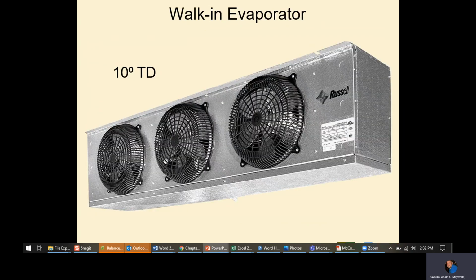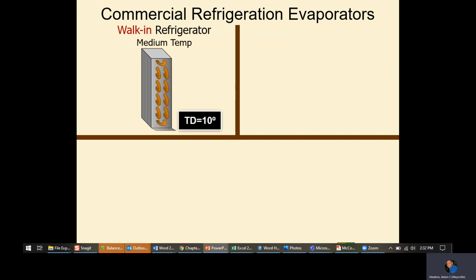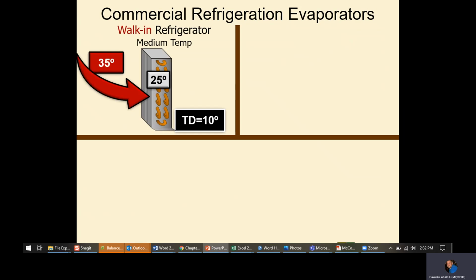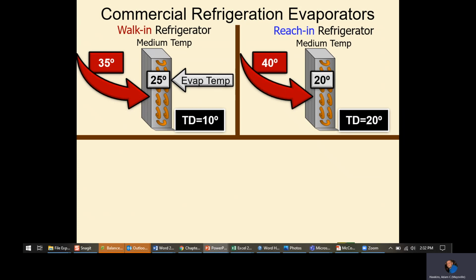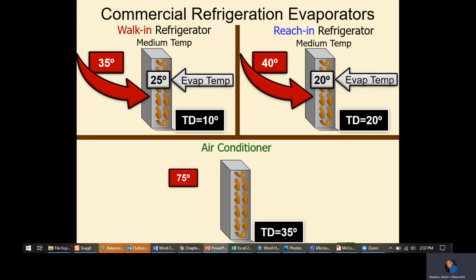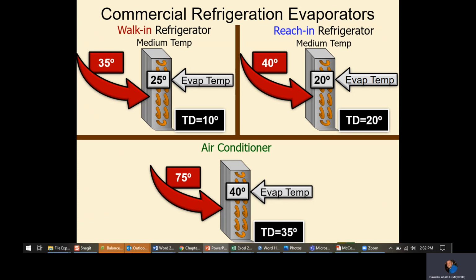Different types of evaporators. These are what would be used in walk-ins and reach-ins. They just hang from the ceiling, so they're a little different. They're like a fan coil. They have fan blades instead of a blower. Not going to spend a ton of time on this. Just what we talked about a while ago. Just different temperatures of different conditions.